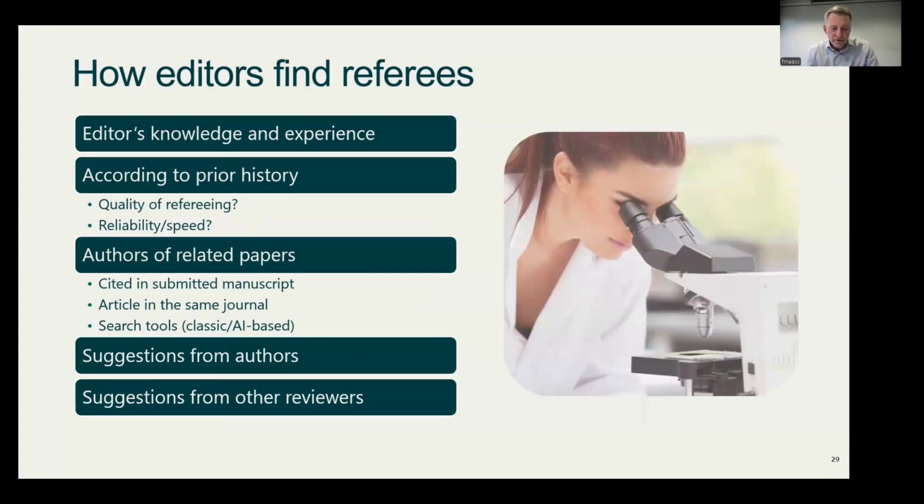How do editors identify and find reviewers? There is no set protocol for this. I may rely on my experience. I can search for authors of related publications. I can have a look at the references that are cited in the manuscript, or we can also use specialized reviewer finding tools.